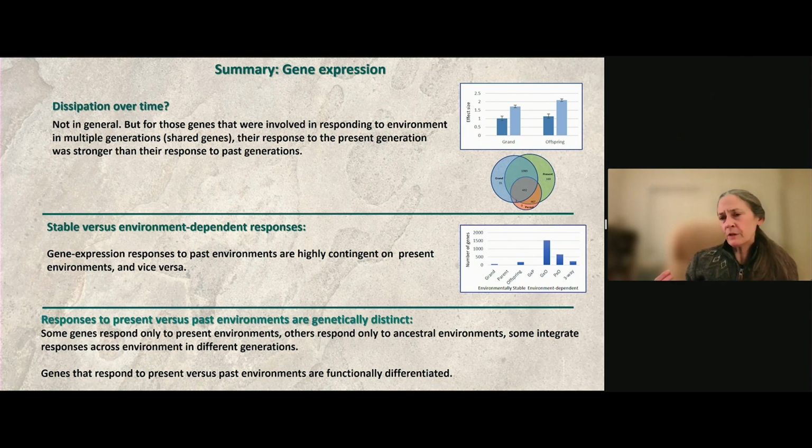We only saw that when we looked at the subset of genes that were responding both to the grandparent and the offspring environment. We also found that most genes that are responsive to ancestral environments are highly contingent on the present environment as well. But what we can say is that responses to present and past environments are genetically distinct. They involve different genes, and those genes do have different functions.